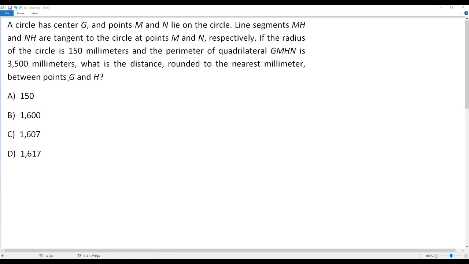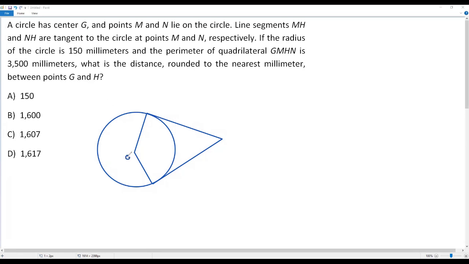Okay, first let me draw a figure connected to the given information. Here I've drawn the figure for the given information. Now let me mark the center of the circle G over here. And here MH and NH are the two tangents to the circle at points M and N. Okay, here we have H. And at the point of tangency, the angle between the radius and the tangent is always a right angle. So here we have a right angle and here we have a right angle.